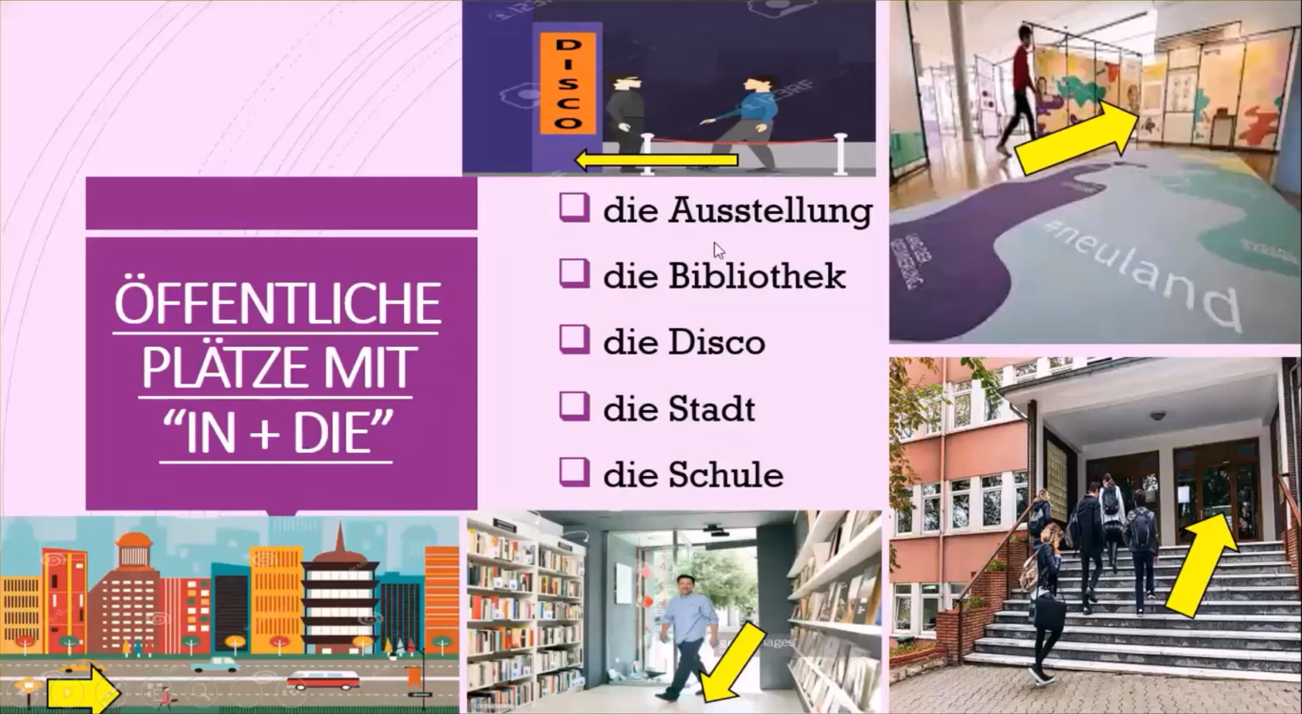Die Ausstellung is the exhibition, and this man is going into the exhibition. Die Bibliothek, the library. This man is entering the library. Die Disco. Now, interestingly, this word has been taken from the English language and not only used as it is in German, but also pronounced disco. Die Stadt, which is the city, and die Schule, which is the school.